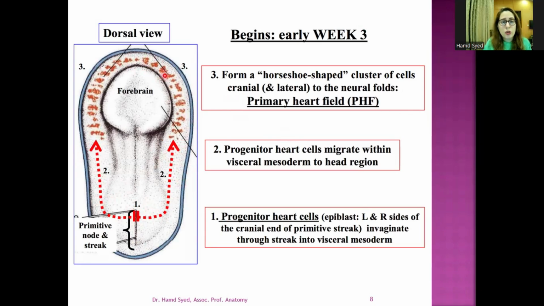And here, this horseshoe shape simply means a U shaped region has been established. This is known as the primary heart field, abbreviated as PHF. And this process is beginning early in the third week of intrauterine life.